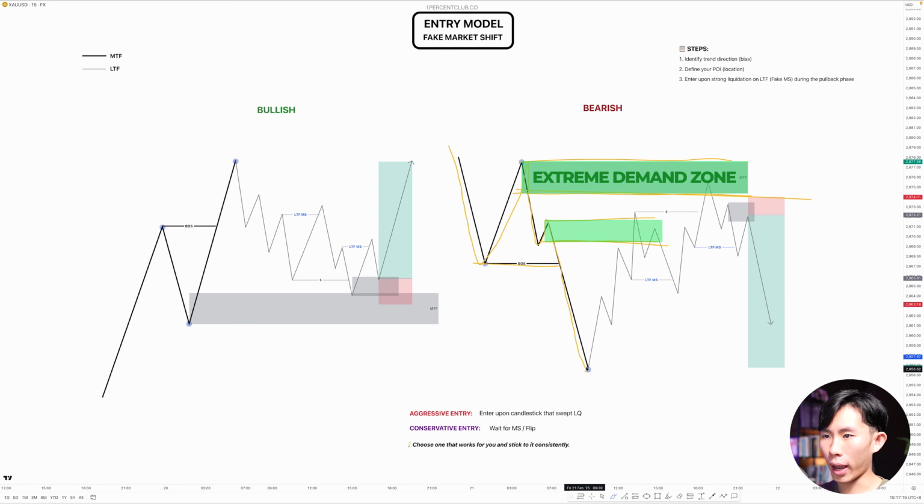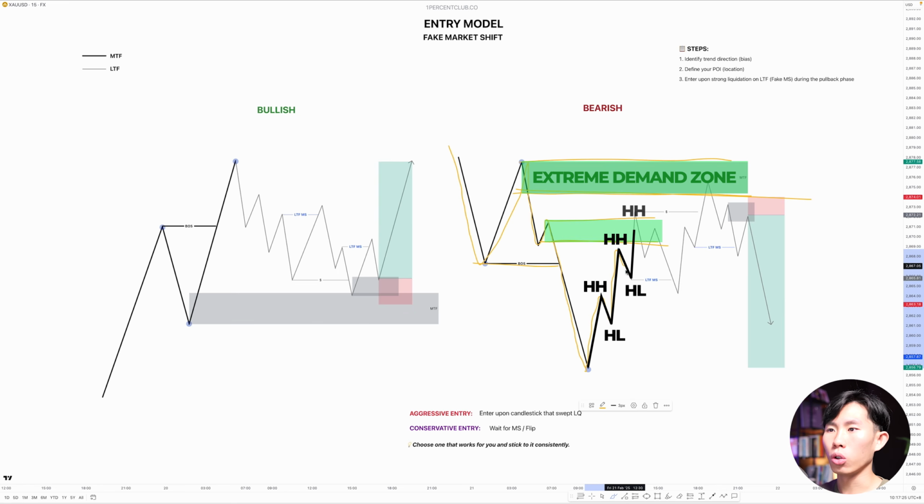In this case, do we get any fake market shift right here? No, because price just created higher highs, higher lows, right? There is no strong liquidation, no market shift whatsoever. It's just the corrective nature of the pullback. And then over here, price just blasts right through this point of interest, right? In that case, we know that this point of interest is no longer relevant to us. And that is where we can just neglect it.